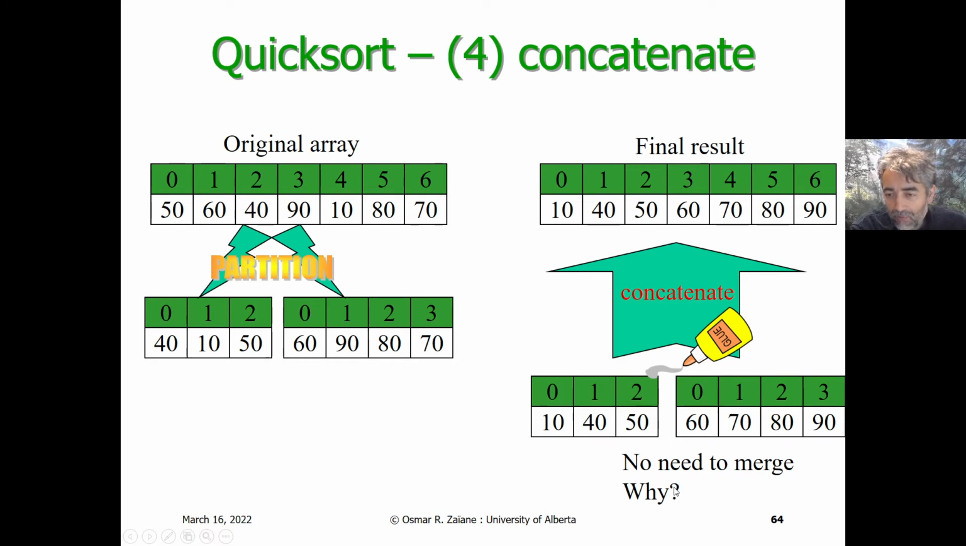Why I don't have to merge? Well, there's no need to merge because all these elements are bigger than the pivot, so they have to be on the right hand side. They will not mix and match here, and everybody on the left of the pivot, well, they're all smaller than the pivot, and therefore they're all smaller than any element in the right partition. So that's why we just concatenate them. We don't have to merge.